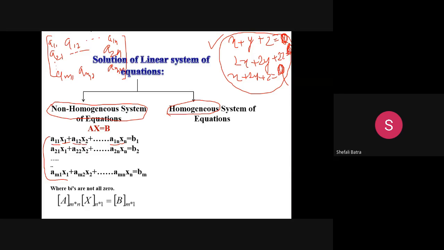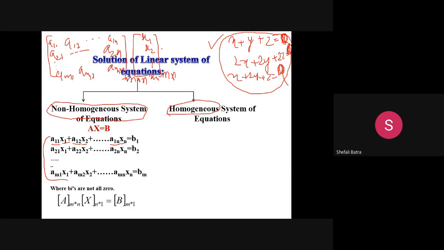Right? So this is your coefficient matrix with order m cross n. Now, next is X. What is this X? This is a column matrix of unknowns. So I am writing here x1, x2 up to xn. What is the order of this matrix? N into 1. N number of rows and 1 column.